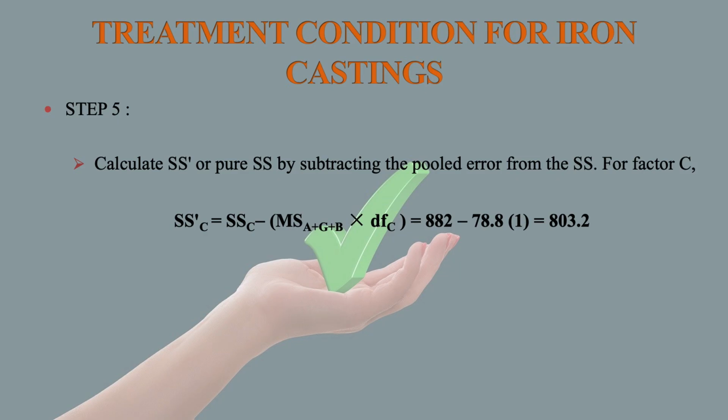Step 5. Calculate SS bar or pure SS by subtracting the pooled error from the SS for factor C. Sum of squares for C, SS bar C, is equal to SS minus (MS of A plus B plus G) into the degrees of freedom for C, that is equal to 882 minus 78.8 into 1, that is equal to 803.2.